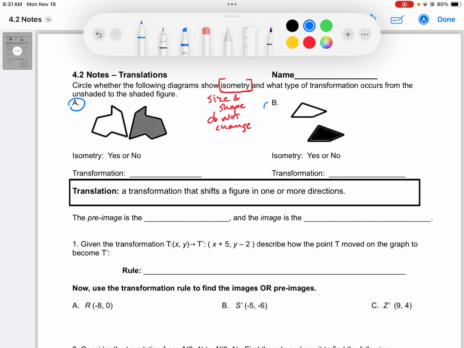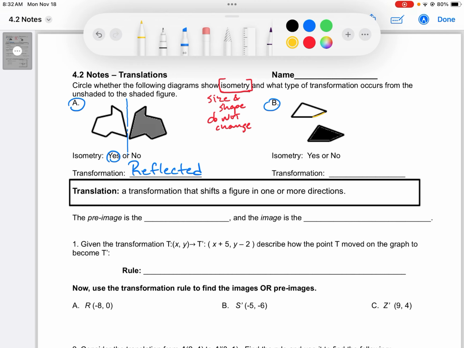So as we're looking at both of these examples here, it looks like for A and for B that these shapes have stayed exactly the same. So we're good to claim that both of these are isometry because the size and the shape haven't changed. But then you'd ask yourself, okay, then what did happen? And so if we look at this first one, if we were to draw an imaginary axis right here, it looks like it's been reflected across some axis, okay?